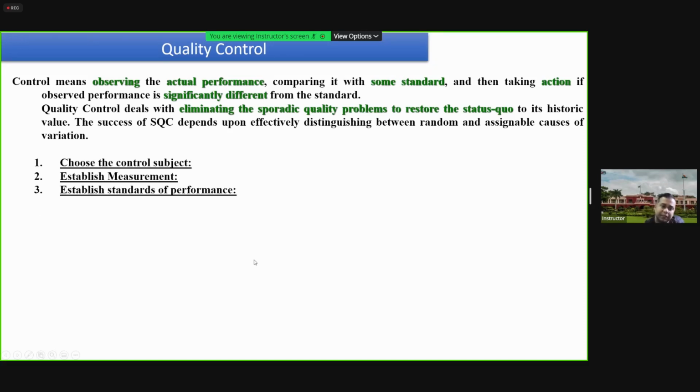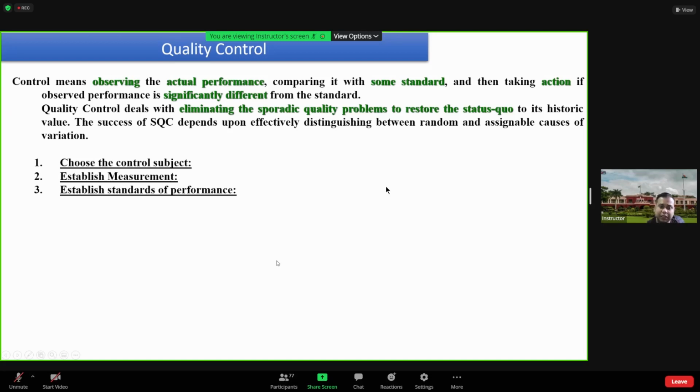Third is to establish standards of performance. When we say standards of performance, that means we need to have certain specifications against which we will be measuring the parameter that we are controlling. Here it will be like determining what the mean value should be and what the control limits are. So that needs to be calculated or established in the third step.